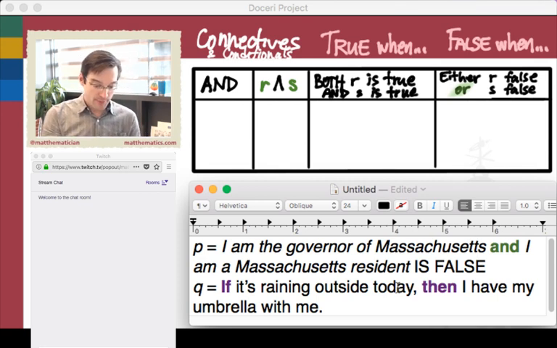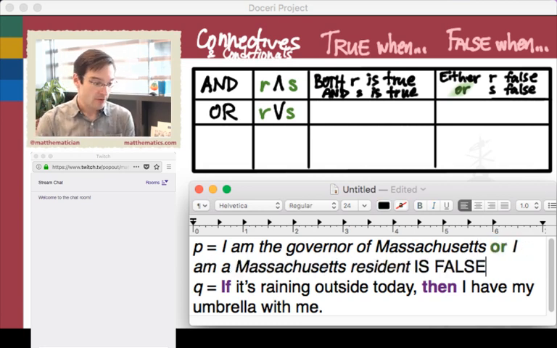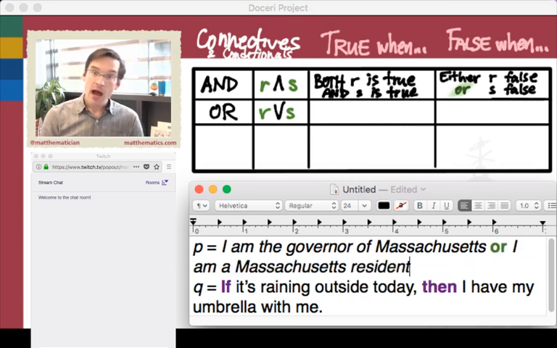But the other type of logical connective, sometimes called a logical disjunction, goes by the name or, and uses the upside down and symbol as part of its notation, R or S. So let's imagine for the moment that I change this from an and to an or. And now I come into court making this claim. I'm the governor of Massachusetts, or I'm a resident of Massachusetts. How would we assess whether or not that was true?